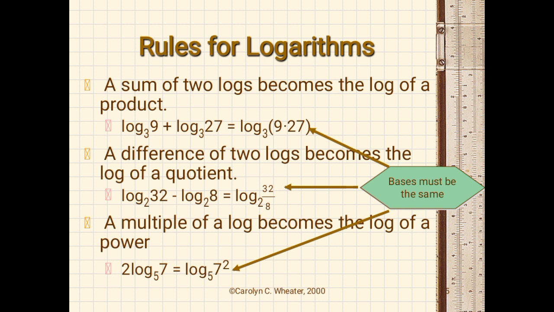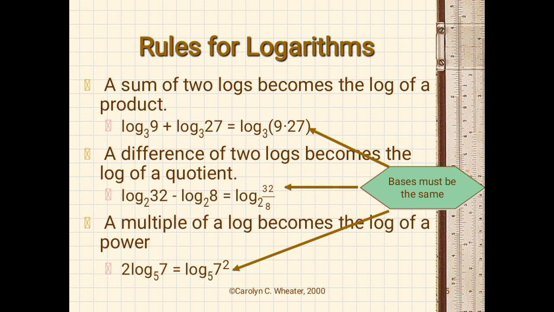In this video, we will learn about the rules of logarithm. A sum of two logs becomes the log of a product. Example: log base 3 of 9 plus log base 3 of 27 is equal to log base 3 of the quantity 9 times 27, because the bases must be the same.